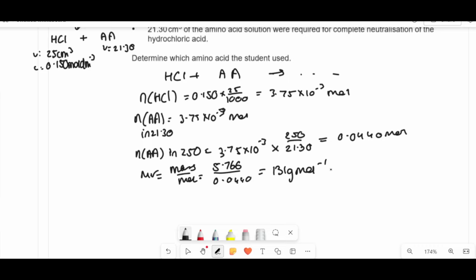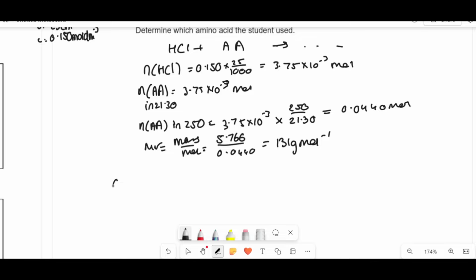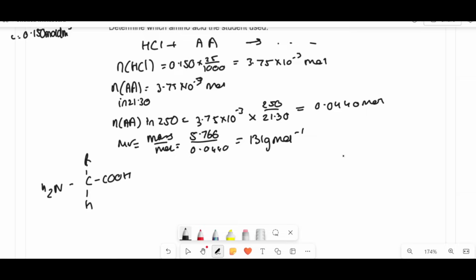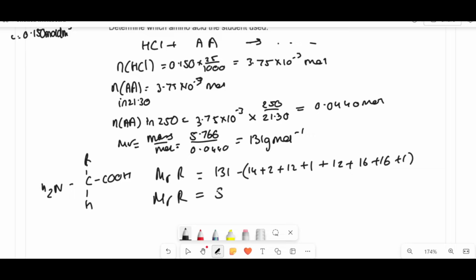Now, we know that every amino acid in the universe fits this first. It has a C, COOH, H, 2N, H, and then an R group, right? So then the R group is going to be this, take away the MR of everything else. So the MR of the R group is going to equal 131 minus, well, that's 14 plus 2, so that's 14 plus 2 plus 12 plus 1 plus 12 plus 16 plus 16 plus 1. The MR of this R group has got to be 57.